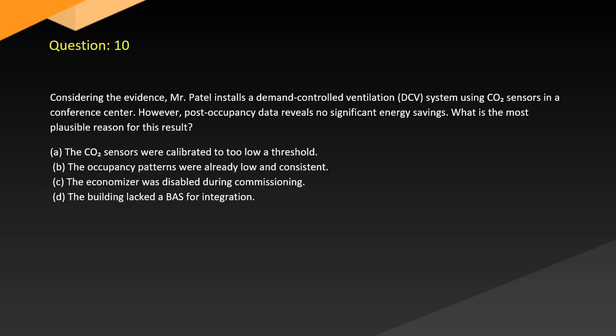Question 10. Considering the evidence, Patel installs a demand-controlled ventilation (DCV) system using CO2 sensors in a conference center. However, post-occupancy data reveals no significant energy savings. What is the most plausible reason for this result? A. The CO2 sensors were calibrated to too low a threshold. B. The occupancy patterns were already low and consistent. C. The economizer was disabled during commissioning. D. The building lacked a BAS for integration.